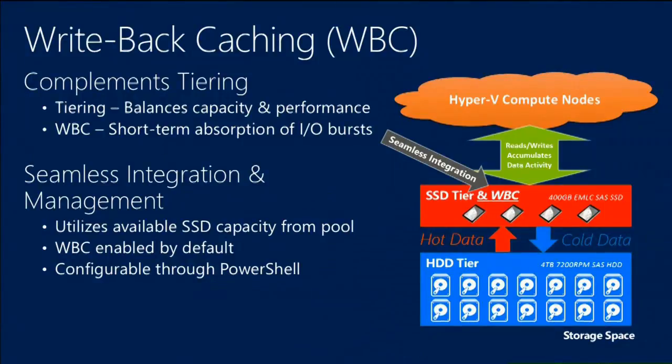And write-back cache and tiering are complementary. So I can have a tiered space with a write-back cache. Or I don't have to use tiering to have a write-back cache. I can simply have a write-back cache for any simple or mirrored spaces. It's enabled by default. We have intelligent defaults, and we're still working on the default number, but we do have a default. And it's configurable through PowerShell. So when I create a virtual disk, I can specify a write-back cache size. And I'm going to show you the PowerShell at the end of my talk.